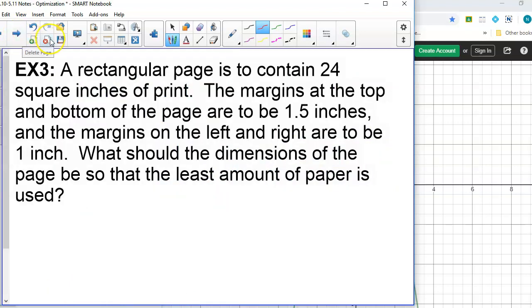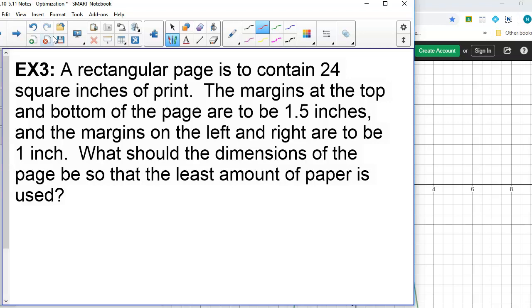Okay, let's look at another one. A rectangular page is to contain 24 square inches of print. The margins at the top and bottom of the page are to be 1.5 inches, and the margins on the left and right are to be 1 inch. What should the dimensions of the paper be so that the least amount of paper is used?